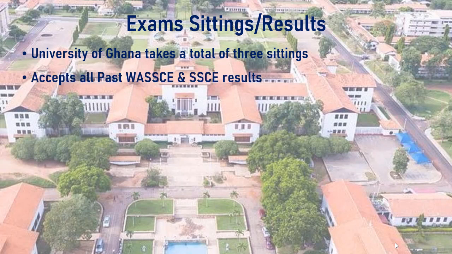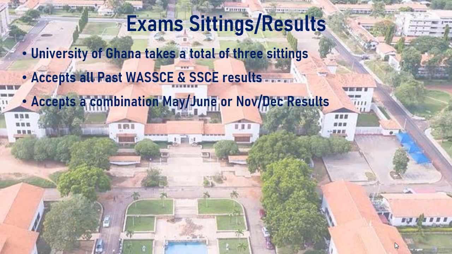Accept all past WASSCE and SSSCE results. So what this means is, if you wrote your WASSCE back in 2015 and you wrote your WASSCE in 2019 and you are an awaiting student coming to write WASSCE, the University of Ghana will accept your past results, including the awaiting you are about to write. As I indicated, the University of Ghana accepts a combination of your May-June results as well as your NOVDEC results.